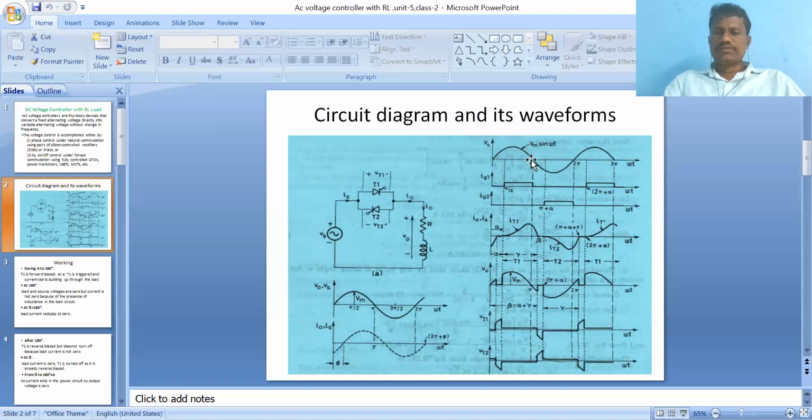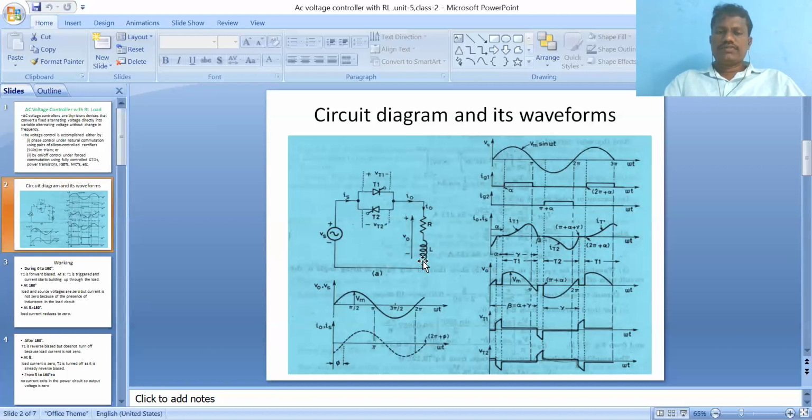The supply voltage becomes 0. That means T1 is naturally commutated and automatically turns off, at omega t equals pi. So from omega t equals alpha to pi, T1 is in the on state. At omega t equals pi, T1 would be in the off state because of natural commutation. But the load is an RL load, so due to the presence of the inductive load, the inductor stores energy.